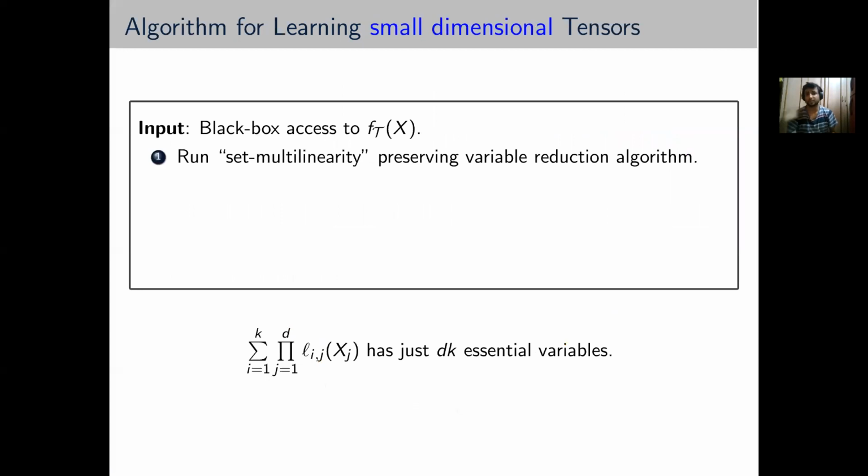So that is our set multilinearity preserving variable reduction. And let's see it in action, right? So we are first working over small dimensional tensors. Your traditional 3-dimensional tensor comes into this setting. So here there will be just dk essential variables. I just found the linear form. There will be just dk many. So you can do the transformation we described and reduce the variables to just dk.